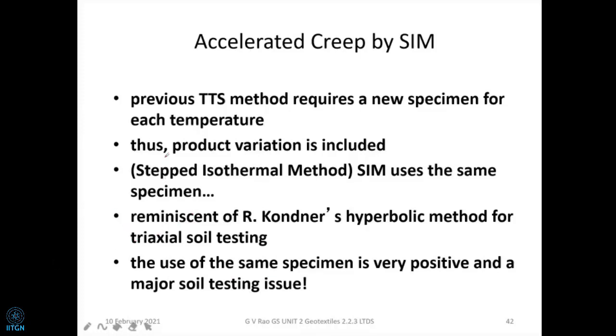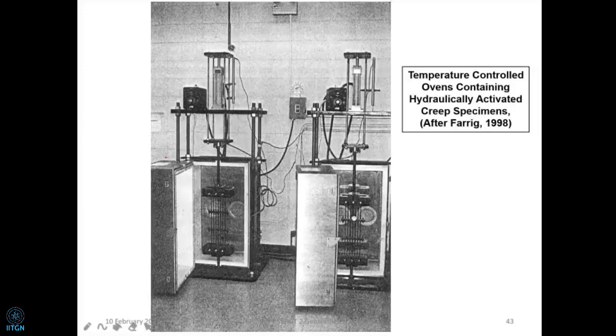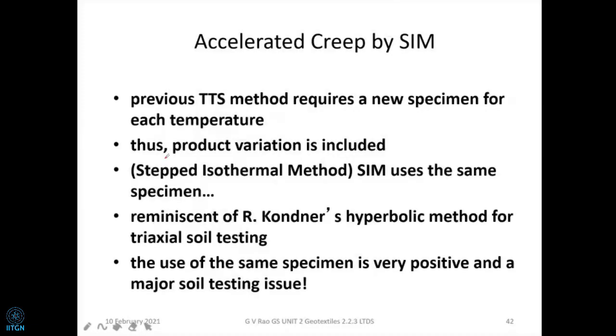So in the conventional system, what we are going to do is look at the basic lines, and every time we are going to test a new specimen. In one way it is good. It's going to represent the possible product variations. It's not going to vary so much, but it is also possible that product variation is going to be there. And it's good because it's going to represent all things now. In the stepped isothermal method which we are going to use now, it uses the same specimen.